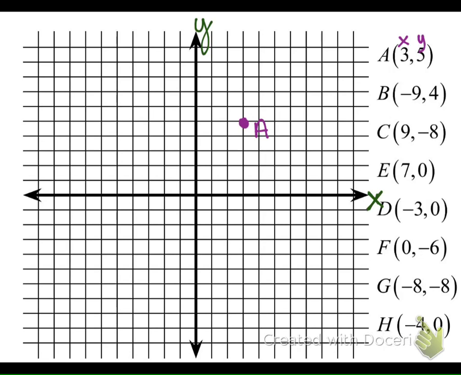Now I'm going to plot my second ordered pair. Negative 9, 4. What does that negative 9 represent? The x-axis. So I start at the origin. My x is negative 9. So am I going to go left or right? How many spots? 1, 2, 3, 4, 5, 6, 7, 8, 9. Then what's my y? Positive 4, right? So I'm going to go up 1, 2, 3, 4. And I'm going to label that B.